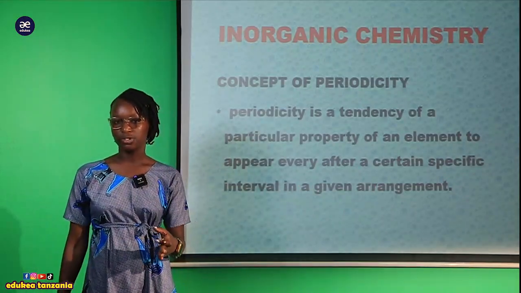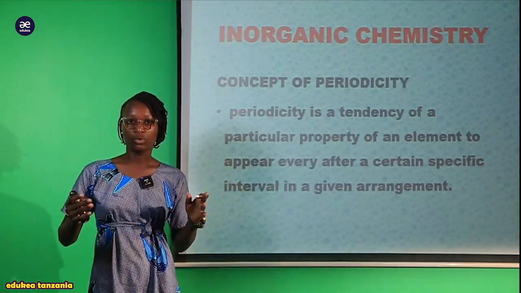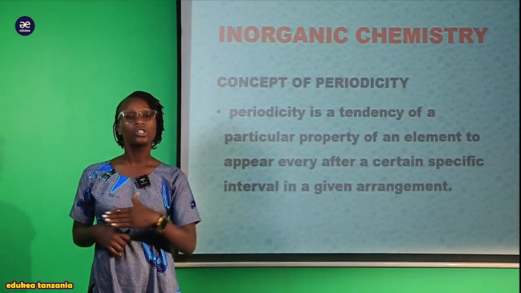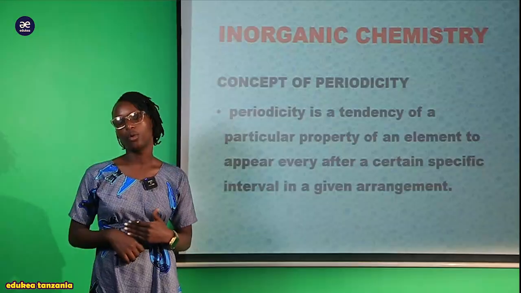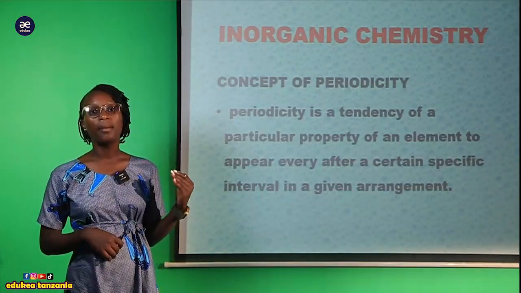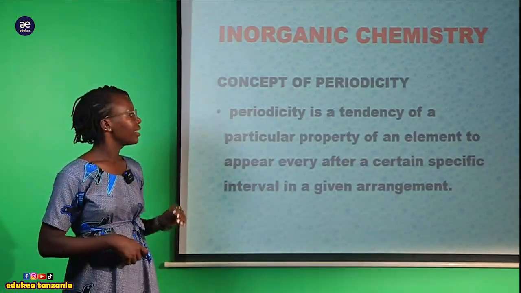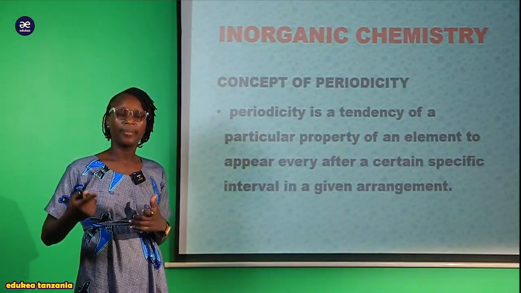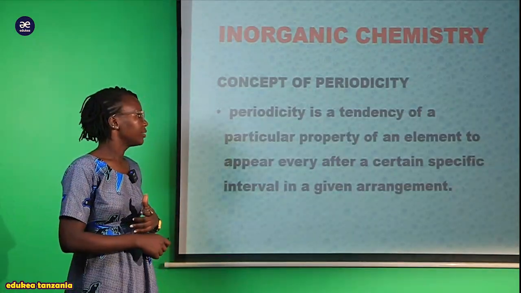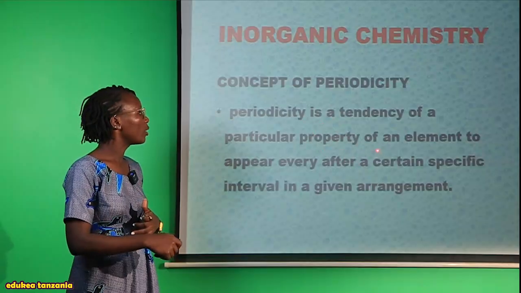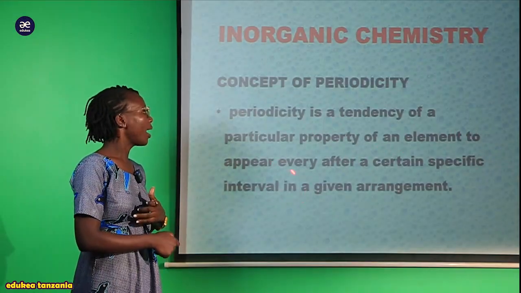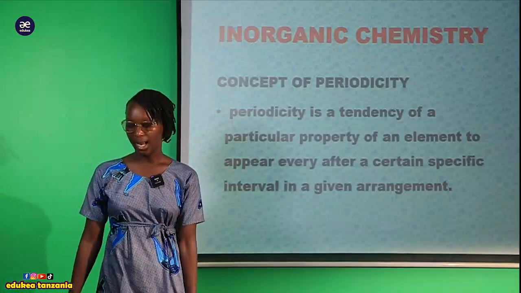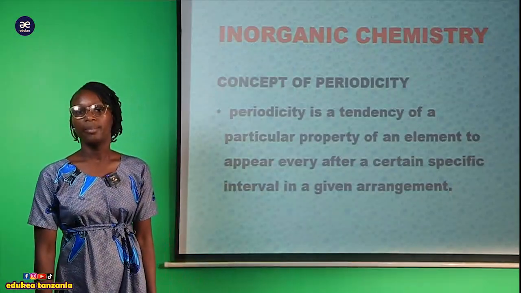I can remind you, kwenye periodic table tuna zile periods. Sasa zile periods we are talking about the horizontal lines kwenye periodic table. Sasa ndipo tunakuja kuona kwamba kuna kuwa na ile interval. That's why anasema kwamba is the tendency, ni ile hali. That's why periodicity is the tendency. Tendency of what? Anasema of a particular property of an element to appear every after a certain specific interval in a given arrangement. That is what we call periodicity.